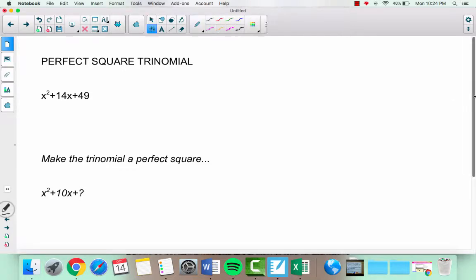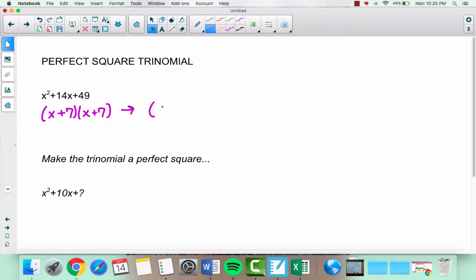A perfect square trinomial is basically when you have a quadratic with three terms. That's what the trinomial part means. And it can be factored into two identical binomials. So if I have this example, x squared plus 14x plus 49, I could factor this into x plus 7 times x plus 7. And the reason we call it a perfect square trinomial is because there are two of them, so we can write it as x plus 7 squared. Anytime the factors are the same, you can write it as that factor squared.